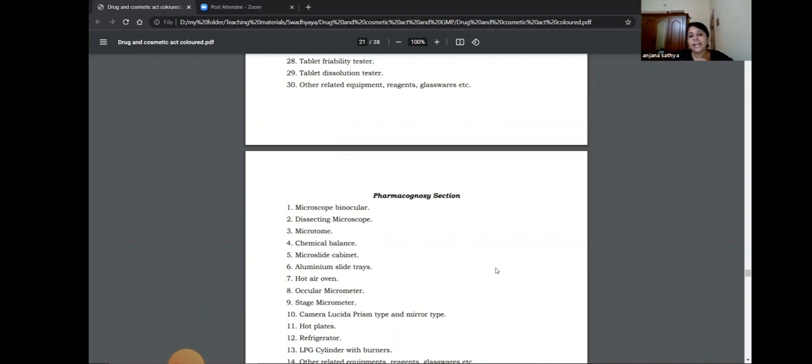Now we will move on to good manufacturing practices, which have been explained in detail in Schedule T of the Drug and Cosmetic Rules. Okay.